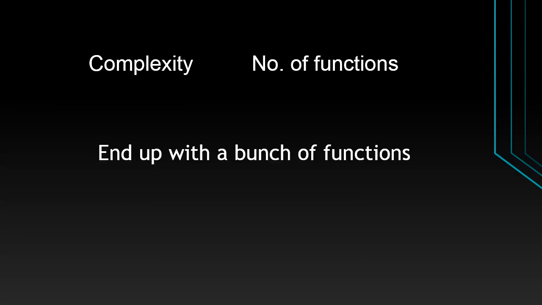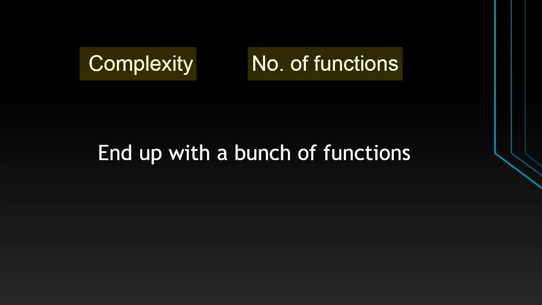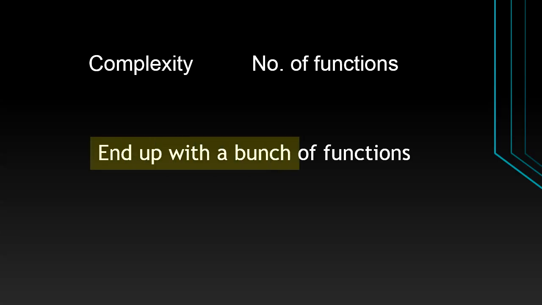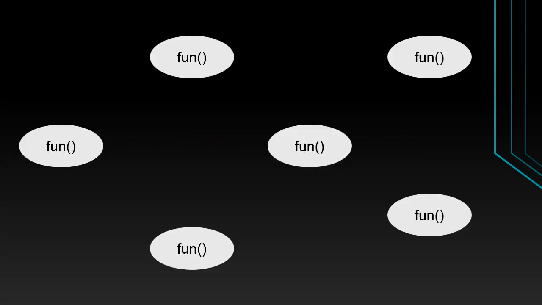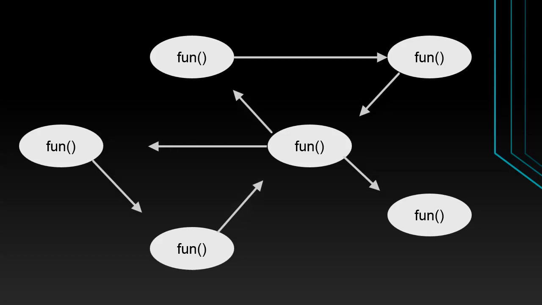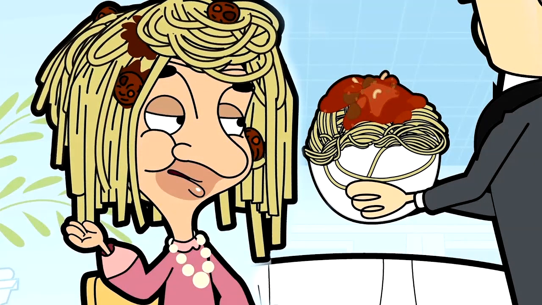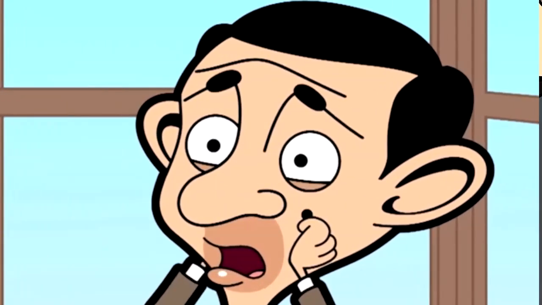In procedural-oriented programming, as complexity increases, the number of functions also increases in your code. Hence, you end up with a bunch of functions. There will be functions all over your code. A change in one function can affect the other function. Hence, all the functions are interdependent. This is called spaghetti code. This code can lead to many confusions.